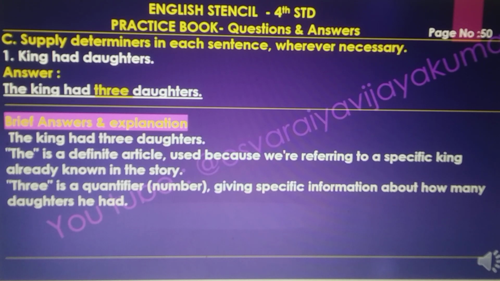And the first one, the brief answer and the explanation of these questions: the king had 3 daughters. The is a definite article used because they are referring to a specific king already known in the story. And 3 is a quantifier, a number giving specific information about how many daughters he had.